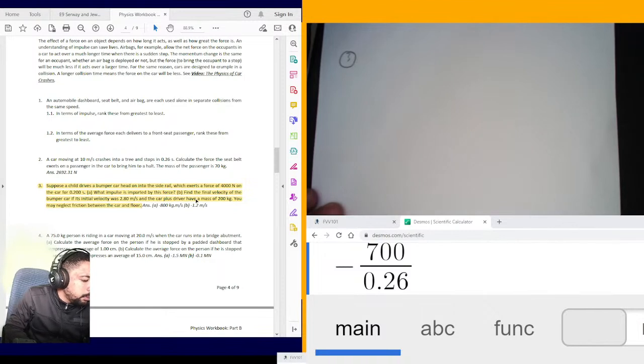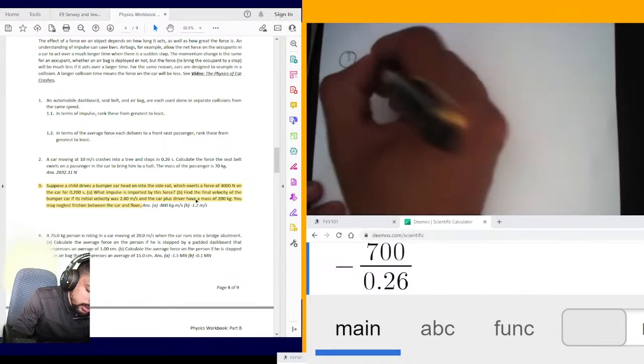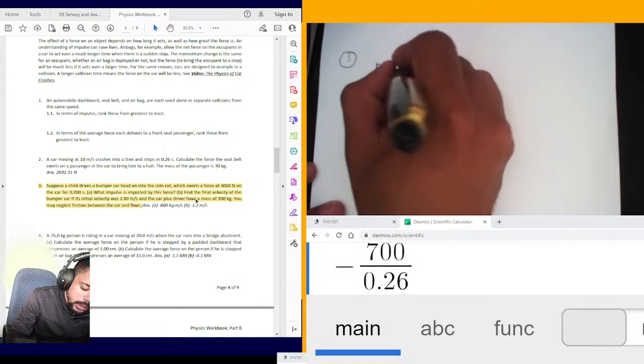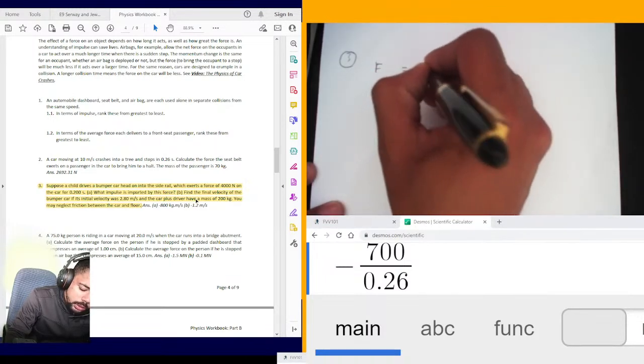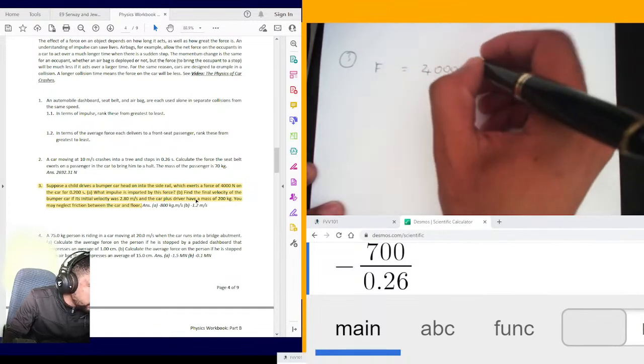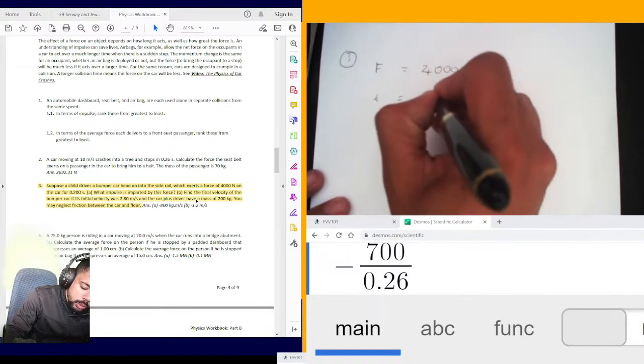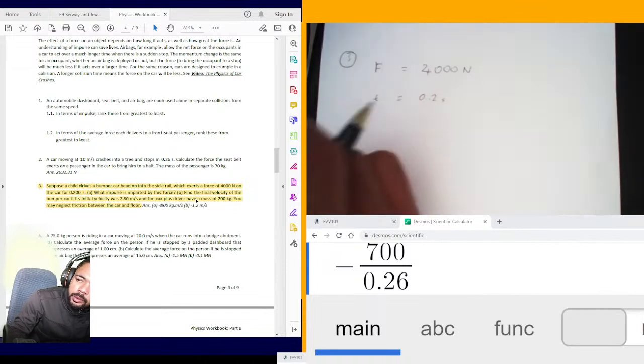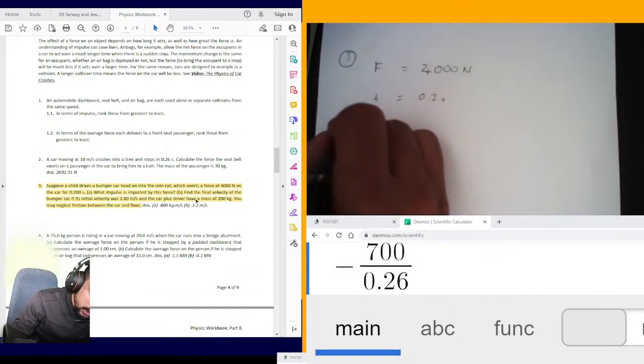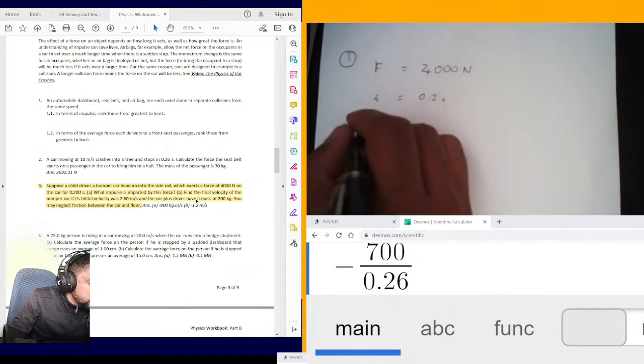Question number 3. Suppose a child drives a bumper car head-on into the side rail. So the child is driving a bumper car and bumps into the side rail. Now this side rail exerts a force of 4,000 newtons on the car for 0.2 seconds. They are asking what impulse is imparted by this force.